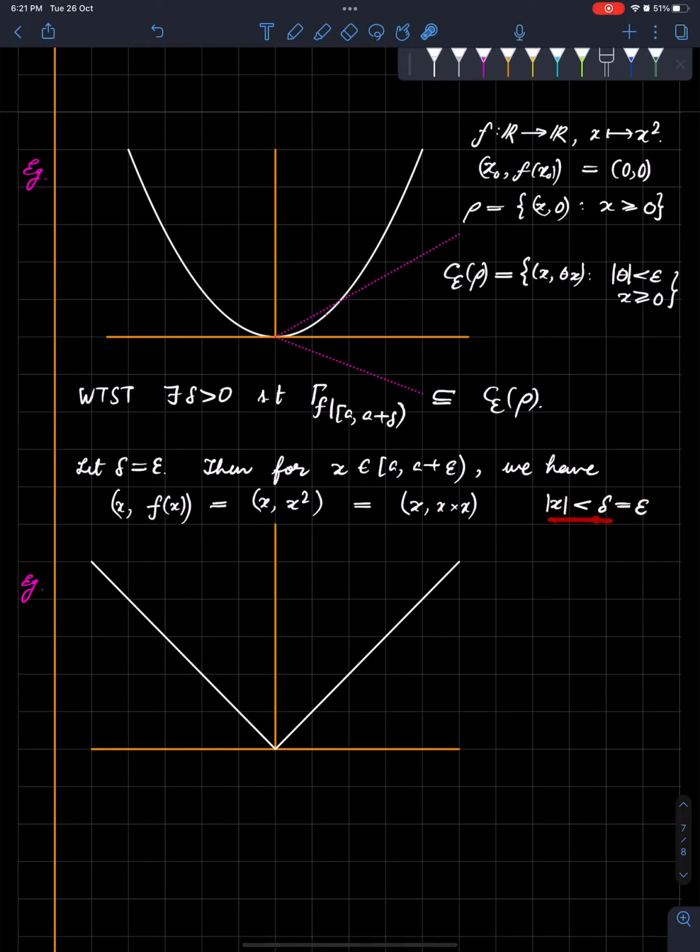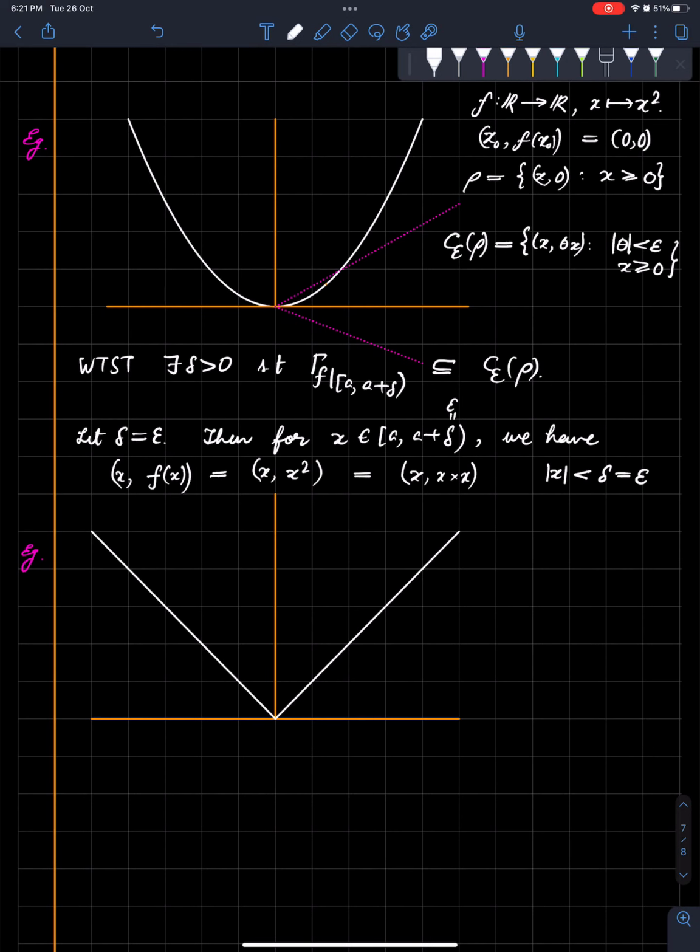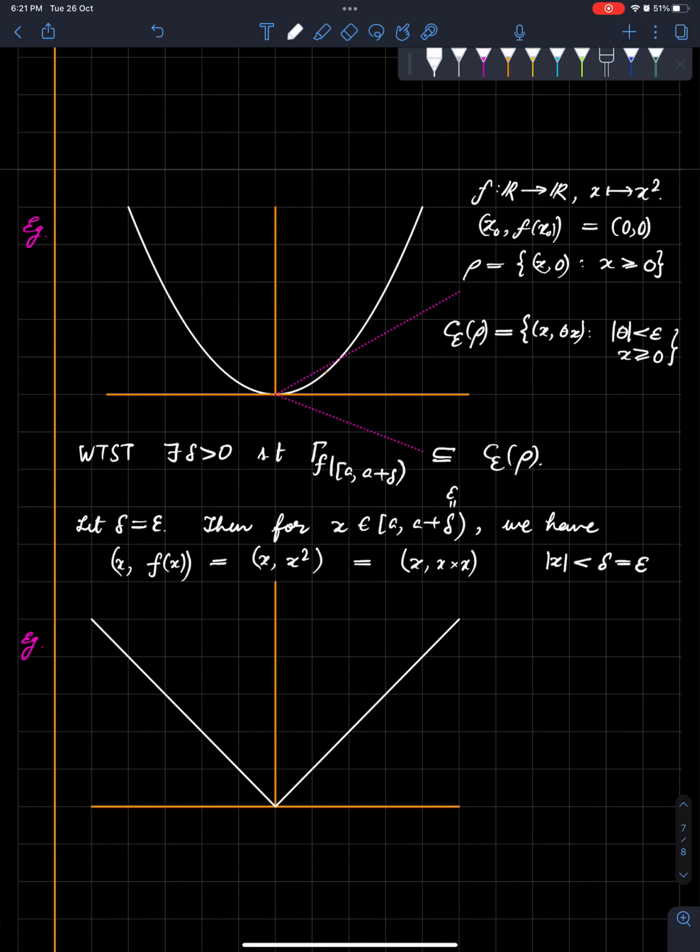Why is mod x less than delta? Because x is here. I mean, epsilon equals delta. So I don't know how else to say that. Epsilon equals delta. That's how we chose it. So that's the thing. Maybe this is very confusing the way I have presented it, but you can take this as an exercise if this is not clear.